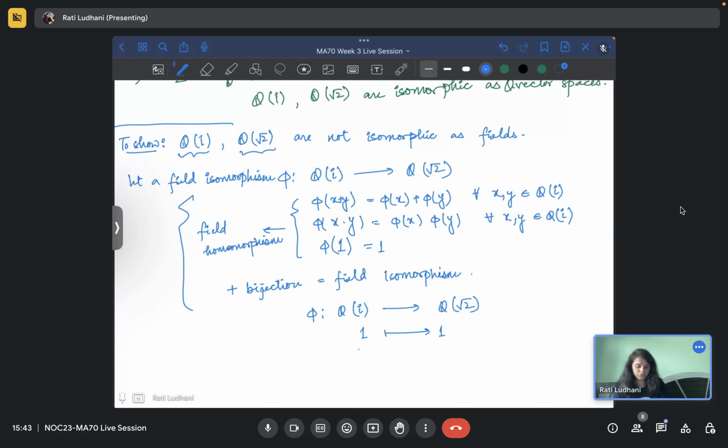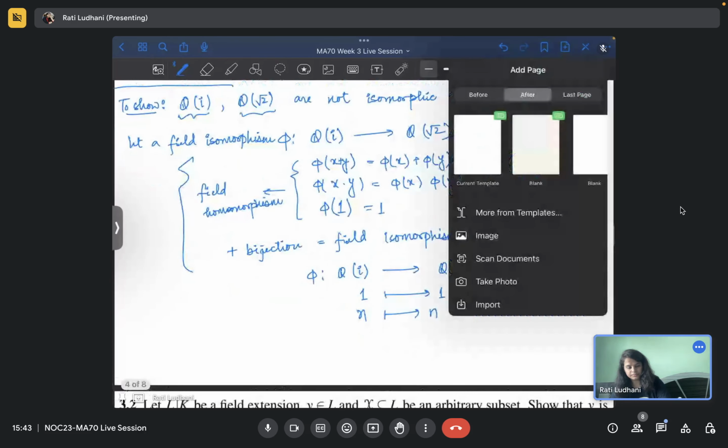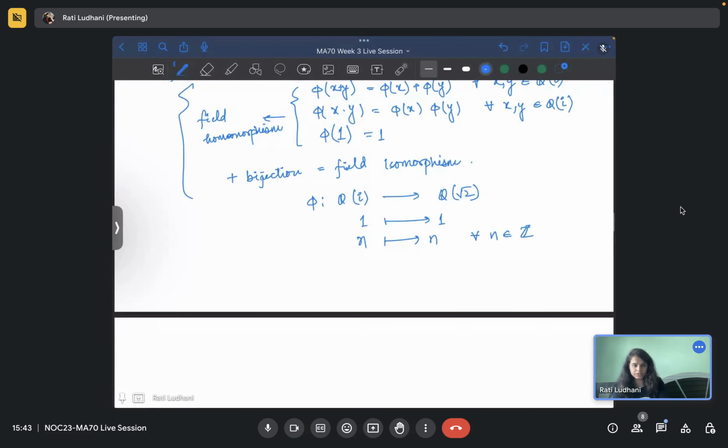So you know that any n will go to n for all n belonging to Z, and you can even do it for the rational extension also. If you have p by q, that will map to p by q, because you have multiplication also, x into y, where p belongs to Z and q is non-zero. So q goes to q, and every element of Q goes to the same element under phi, if this is a field homomorphism.